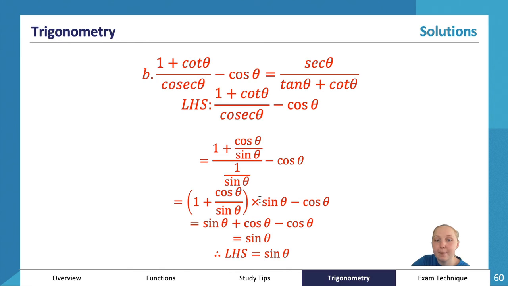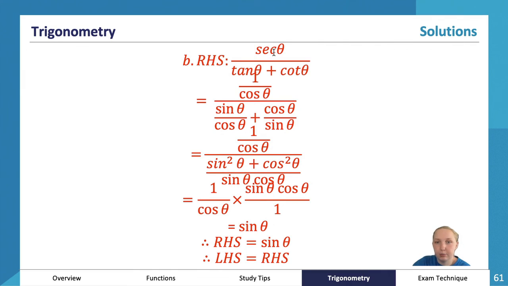Then once we expand all of that, we'll get 1 plus cos theta over sine theta, over 1 over sine theta minus cos theta. Multiply through by sine theta and we'll end up with sine theta plus cos theta minus cos theta, which equals sine theta. Okay, so the left-hand side is equal to sine theta.